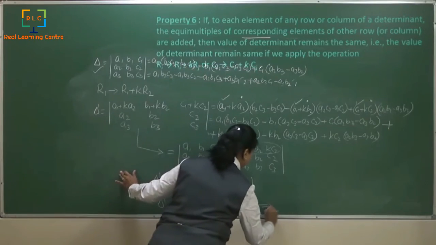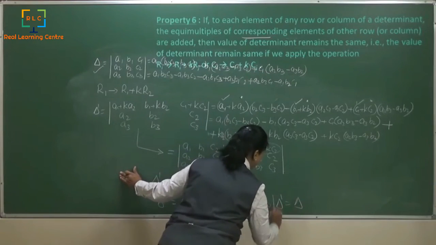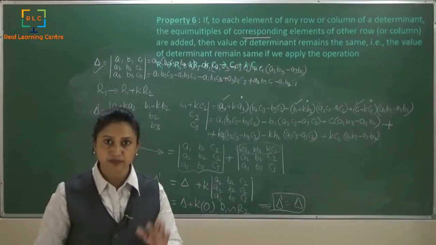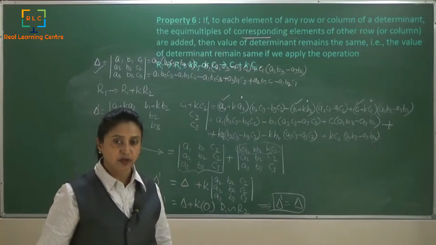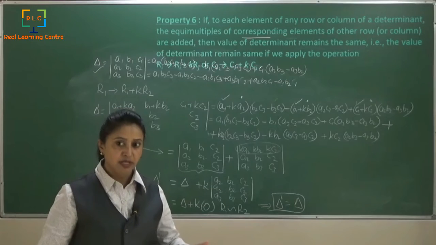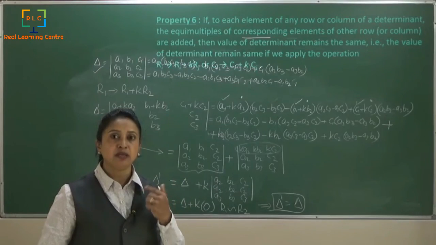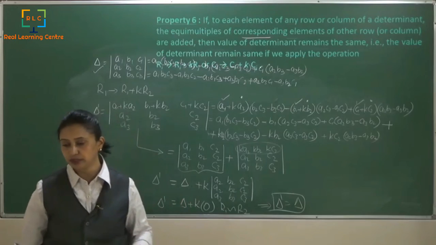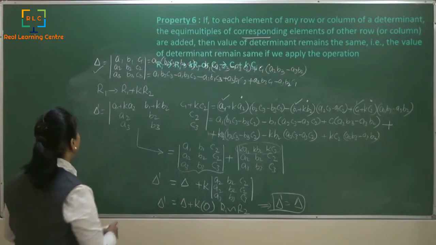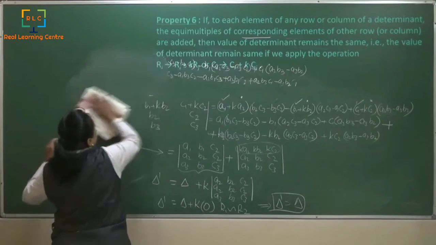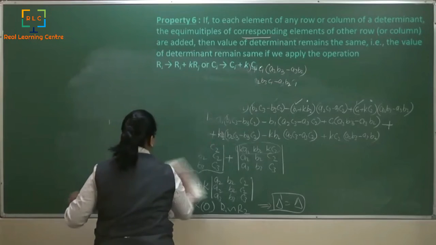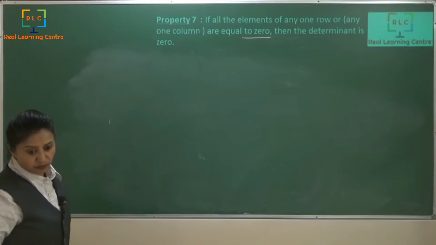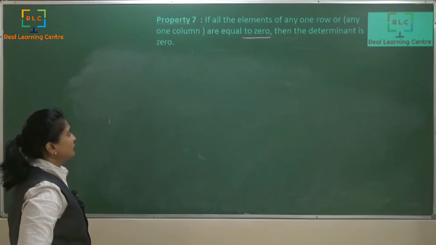So this implies delta dash is equal to delta, in spite of adding k multiples of another row to the first row or the second row or the third row. Any one row's multiples can be added to another row, still the determinant does not change. The value of the determinant does not alter at all. And now after this we are going to the next property, property number 7. Now this is very simple.